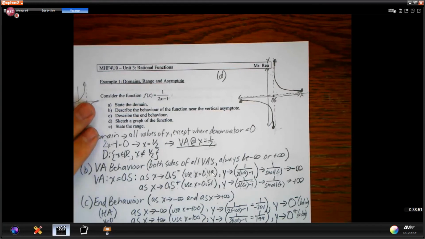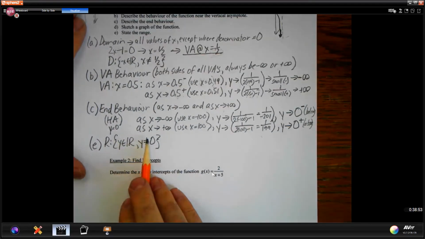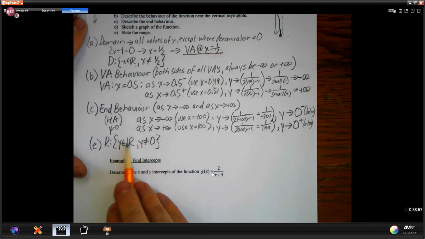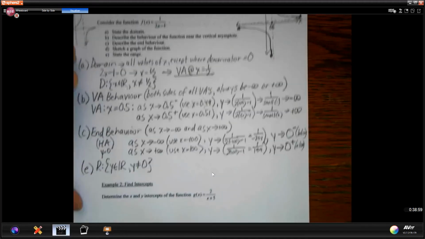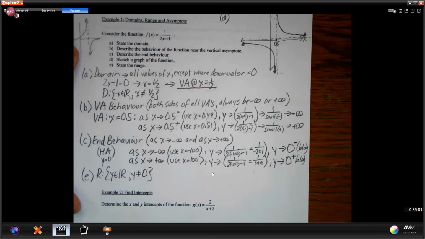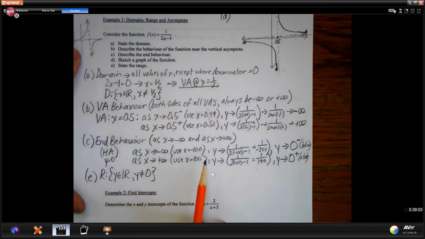So that really defines where the horizontal asymptote is. Okay, that's a break in the range. Okay, so I know that took a while, but these are really important skills that you're going to need for the rest of the unit.